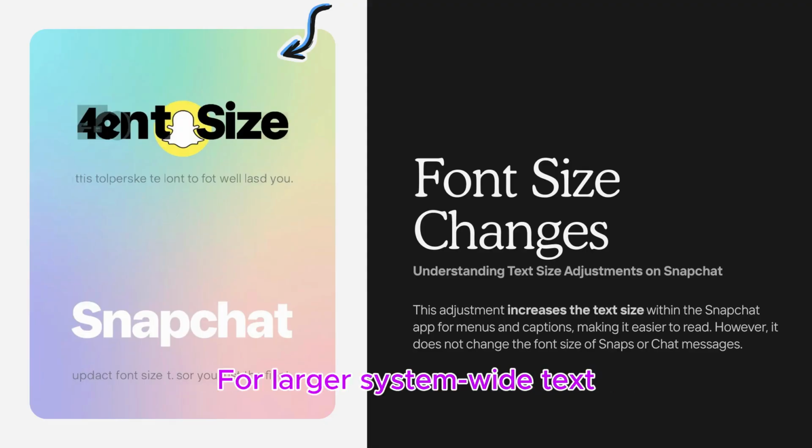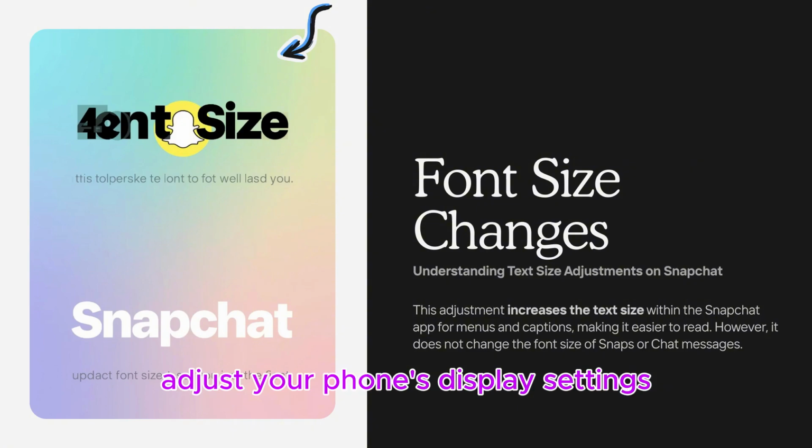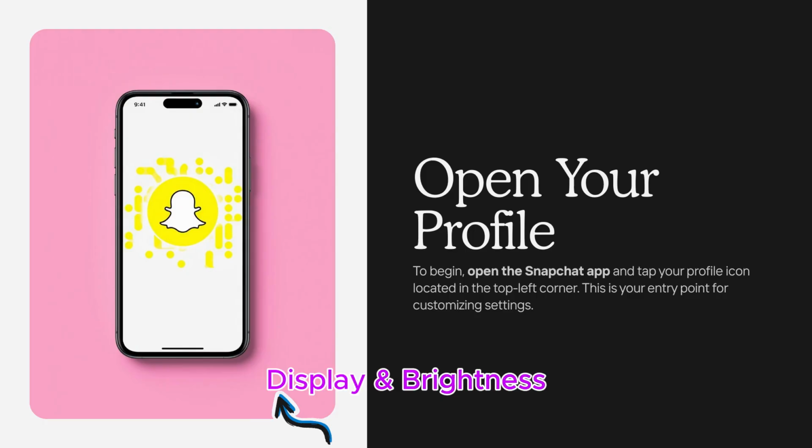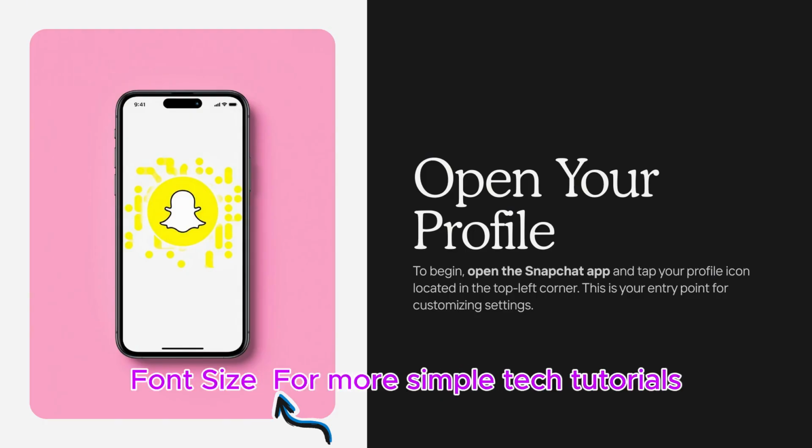For larger system-wide text, adjust your phone's display settings. On iPhone, go to Settings, Display and Brightness, Text Size. On Android, go to Settings, Display, Font Size.